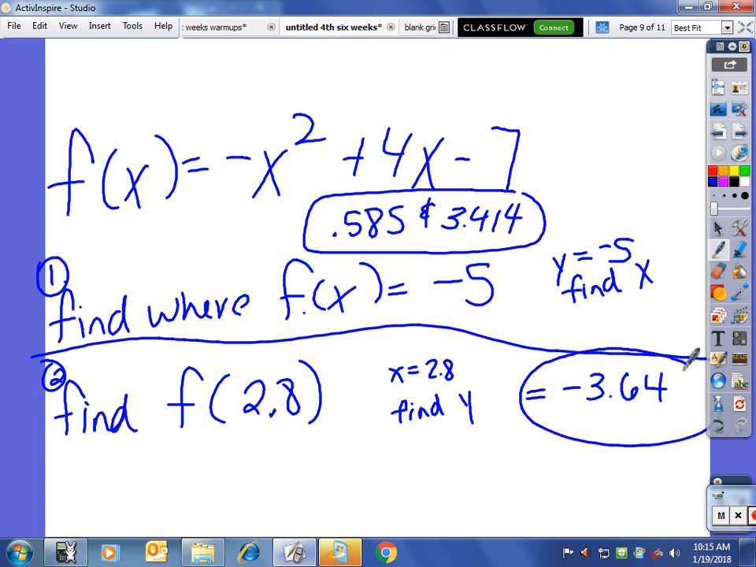Isn't that much easier? So it's easier when they give you an x, but that's not the only thing they're going to expect you to be able to do. If I give you an x, you should be able to find the y. If I give you a y, you should be able to find the x, or in this case the x's that happen twice. Alright, so that's one little thing.